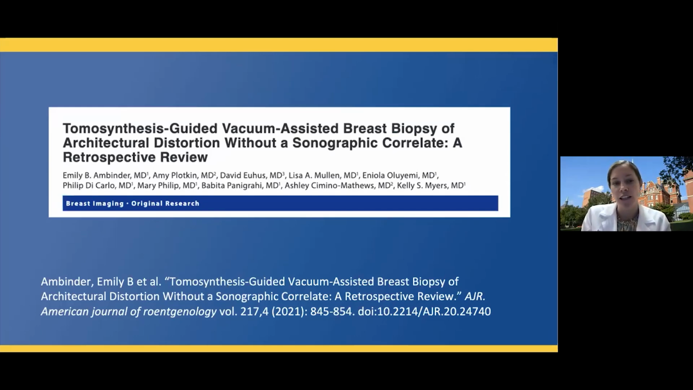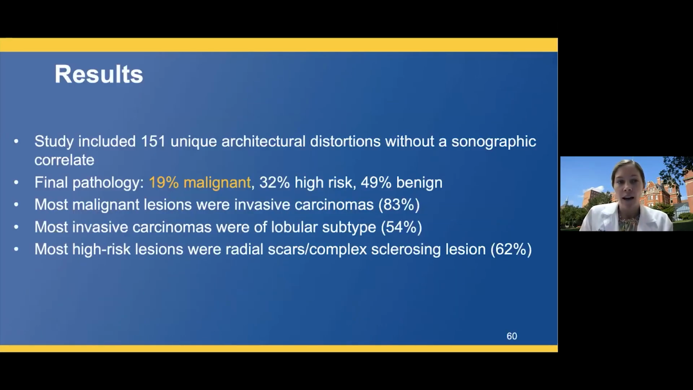So that was the first project that we did. We looked at all of our cases of architectural distortions that did not have a sonographic correlate and were biopsied with tomosynthesis guidance. This was published in AJR a few years ago. The study included 151 unique architectural distortions without a sonographic correlate. We found that 19% of the cases were malignant, 32% were high risk, and 49% were benign. Most of these malignant lesions were invasive carcinomas.